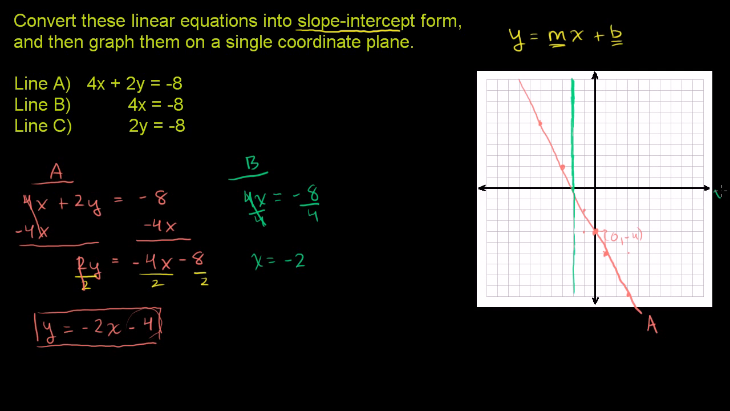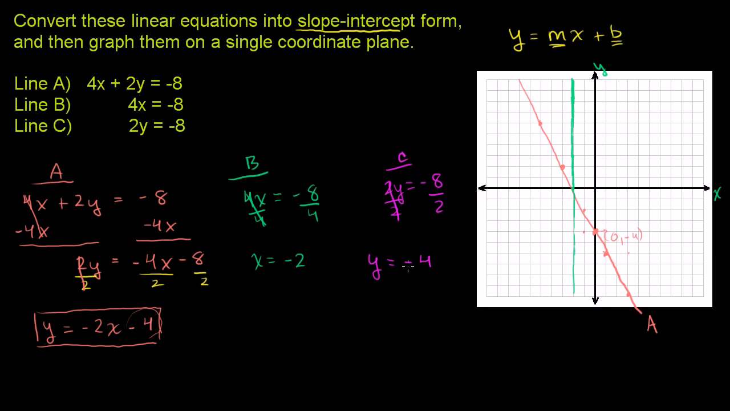And just as a bit of review, this is the x-axis, that's the y-axis. I forgot to label them. Now let's do this last one. Line C. We have 2y is equal to -8. We can divide both sides of this equation by 2, and we get y is equal to -4.